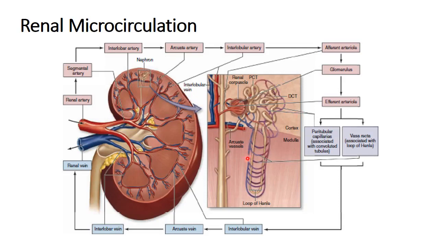Near the medulla, we can see here that instead of formation of the peritubular capillary system, a series of straight blood vessels pass straight deep into the medulla, accompanying the loop of Henle and straight tubules. These are called the vasa recta. These are called the vasa recta, and these are associated with the loop of Henle.